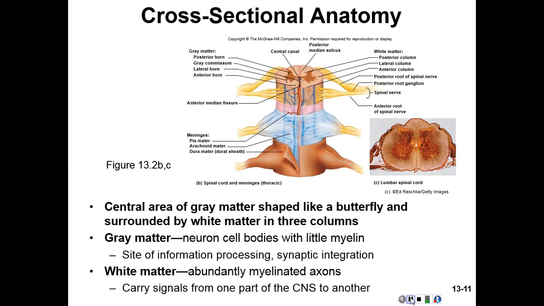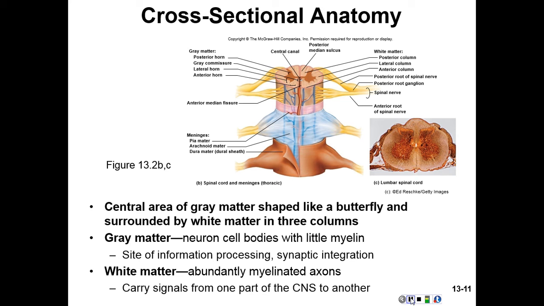All right, let's look at the cross section of the spinal cord on figure 13.2B and C. Again, remember, in the spinal cord, the white matter surrounds the gray matter. Now, we'll see this different when we get to the brain. The gray matter will surround the white matter. You see your central canal, you see your posterior median sulcus, but in the front it's called a median fissure. It's a lot larger.